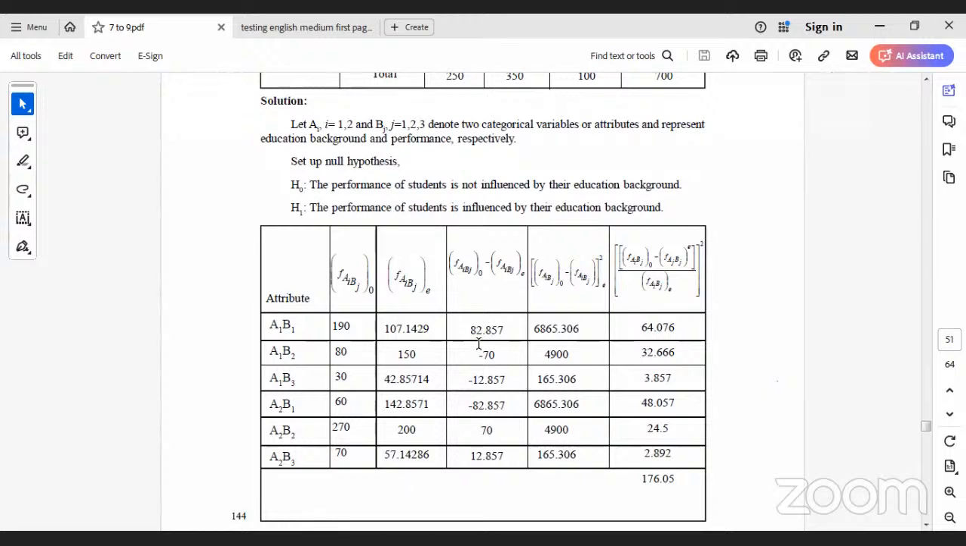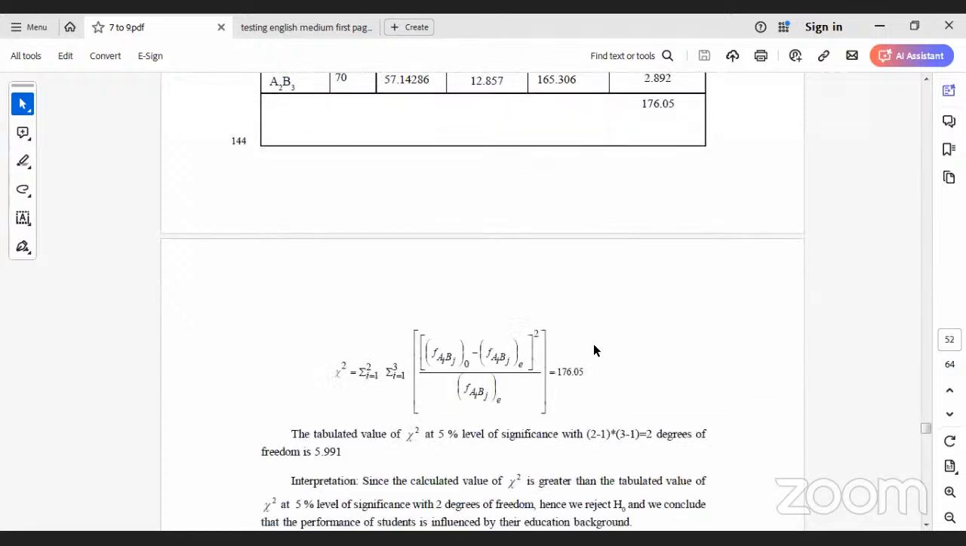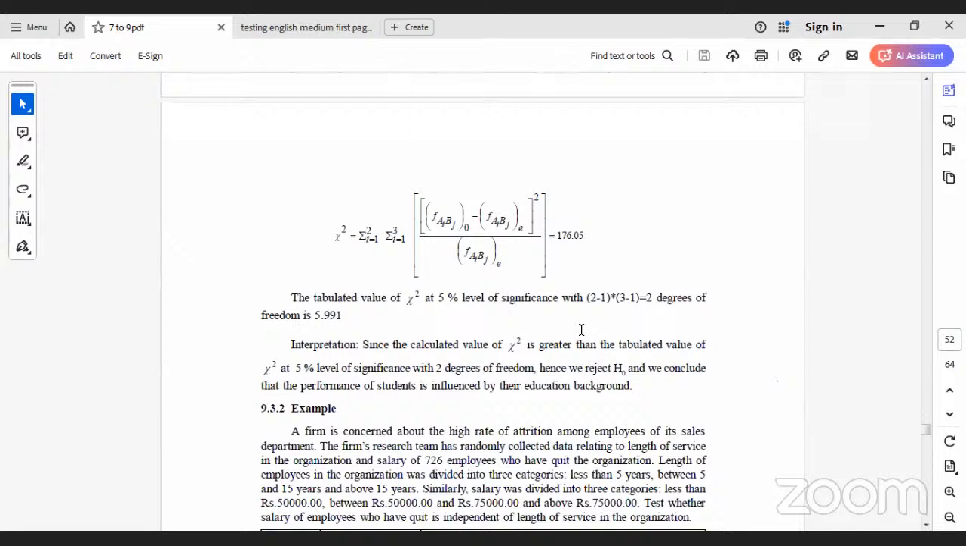So we take the whole square, 82.857, 6865.306, 70 into 70. All these values are found here. These values we are substituting in this one, that is 176.05.